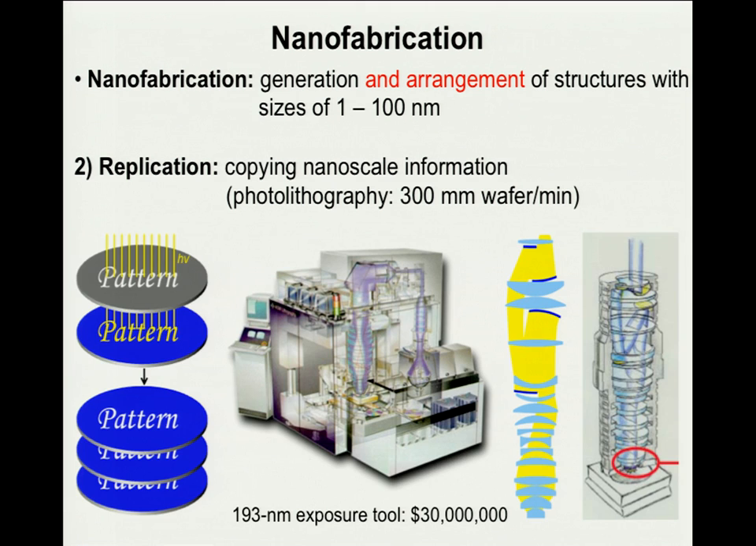So here's what I mean. This is the mask we made by e-beam lithography. Then we shine light through it, and we get these patterns. And because this is a blanket exposure, we can do it very fast.